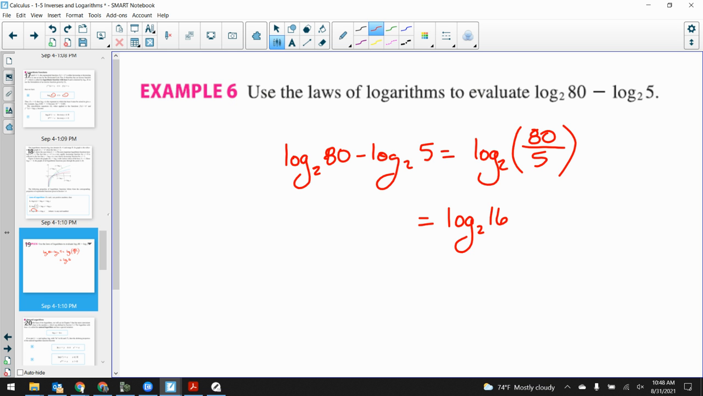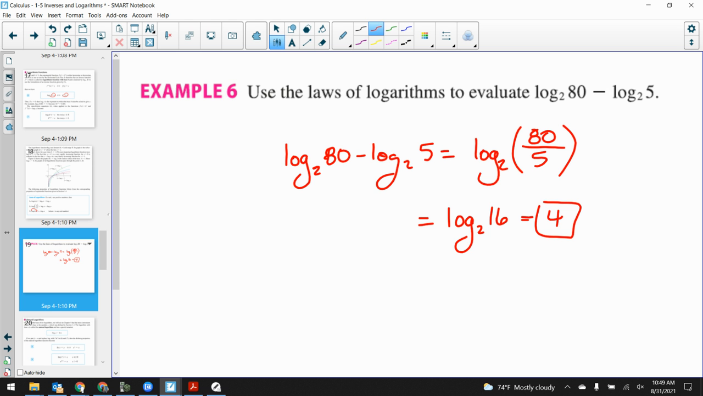Now, we can evaluate that. What is log base 2 of 16? Remember that log base 2 of 16 is asking: 2 to the what power is 16? Well, 2 to the second is 4, 2 to the third is 8, 2 to the fourth is 16. So this evaluates down to 4. The nice thing is you have the log base function in your calculators, so you can evaluate that whenever you want to.